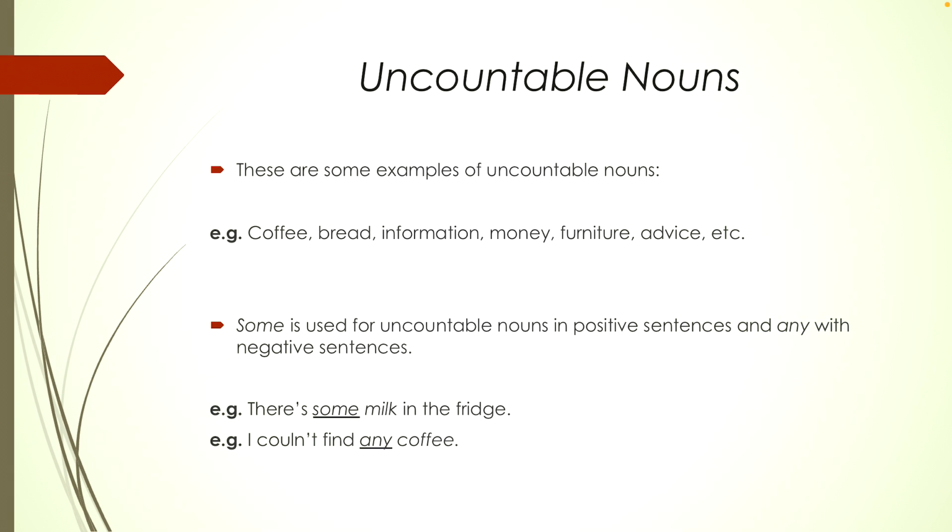We use some with uncountable nouns in positive sentences and any with negatives. For example, there is some milk in the fridge, or there isn't any coffee.